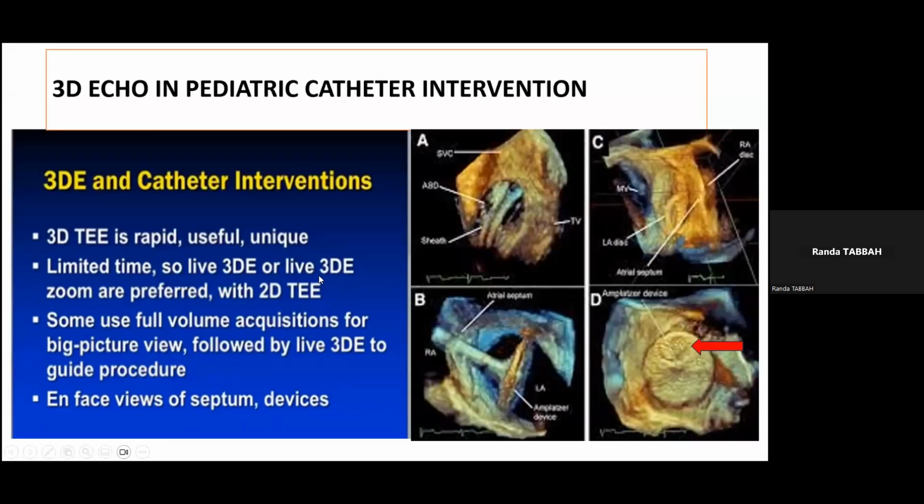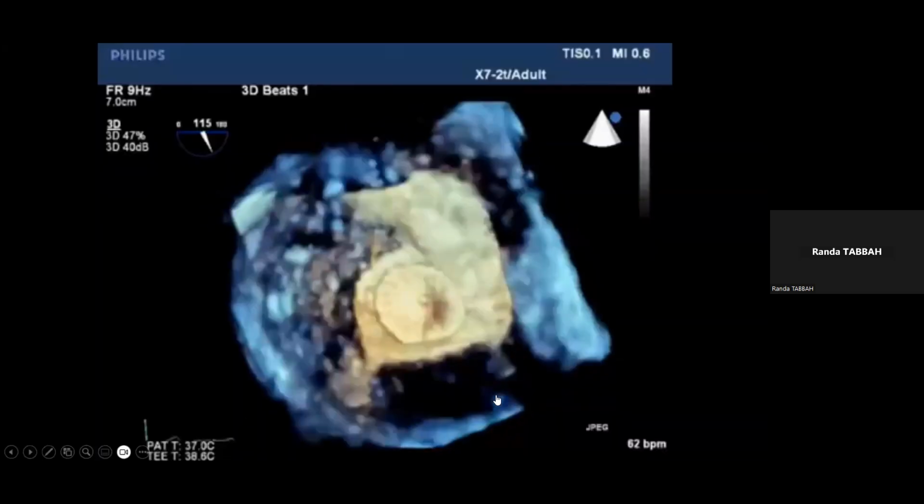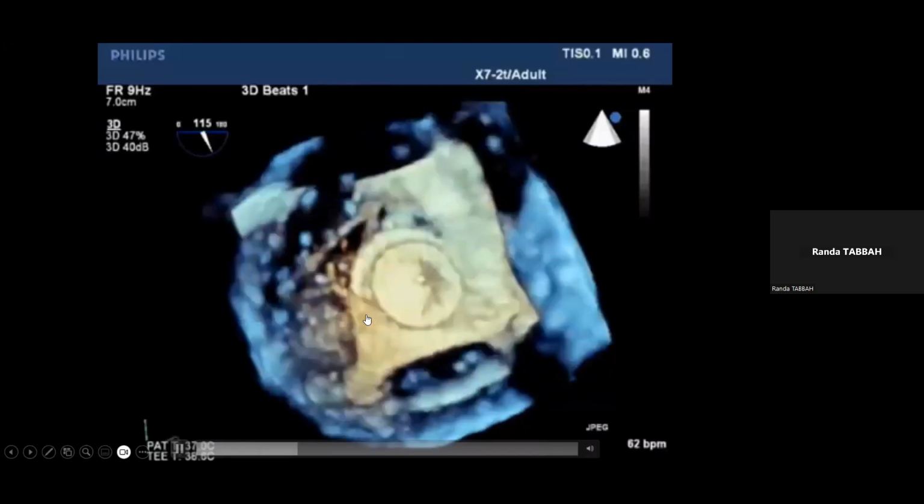And also in case of catheter interventions, here we have closure of an ASD, and this is an Amplatzer device. You can also see the catheter while you are doing the procedure. It is seen with 3D echo and transesophageal echo, of course. And here you can see the ASD closure, the Amplatzer device.